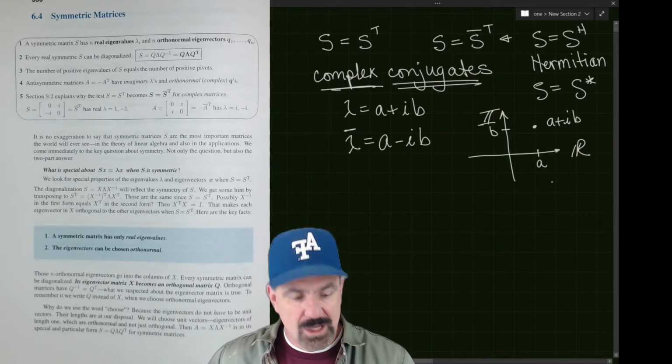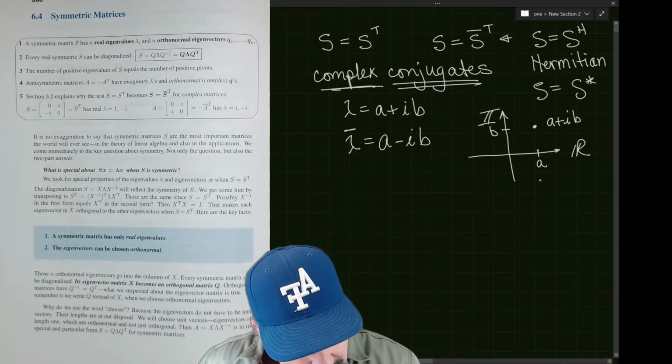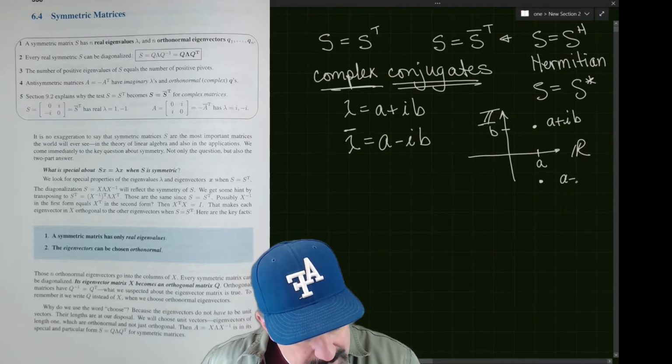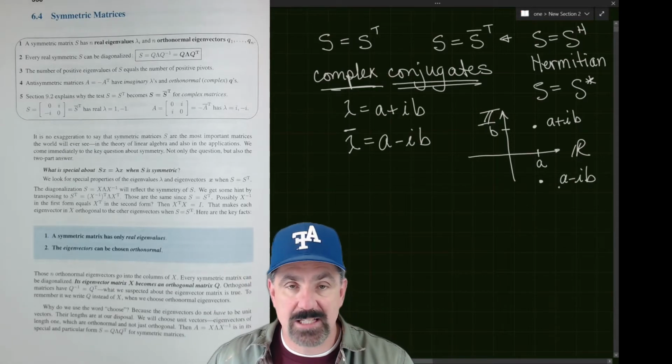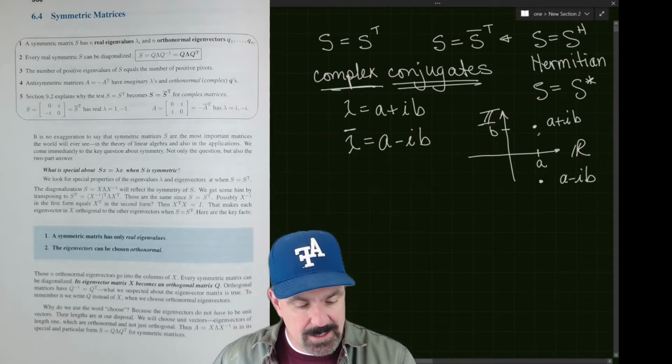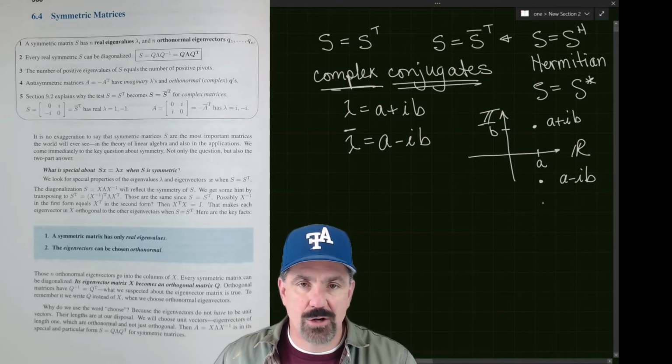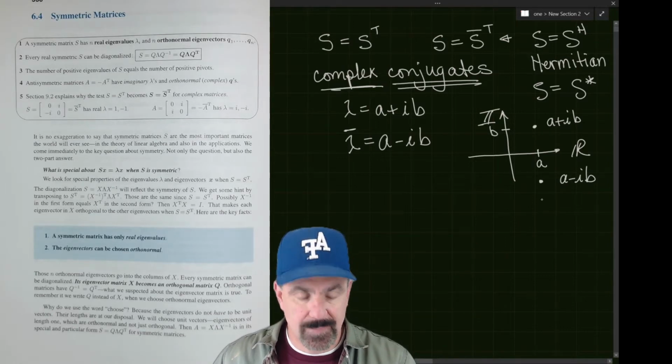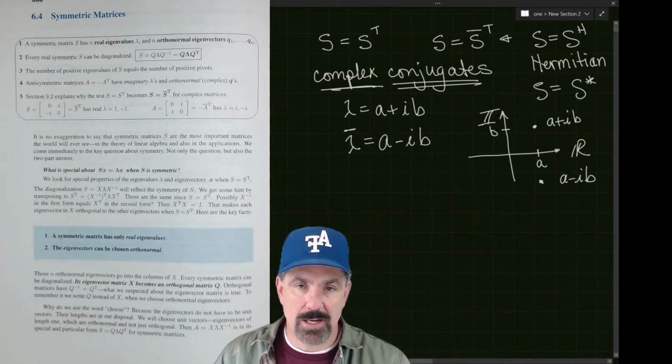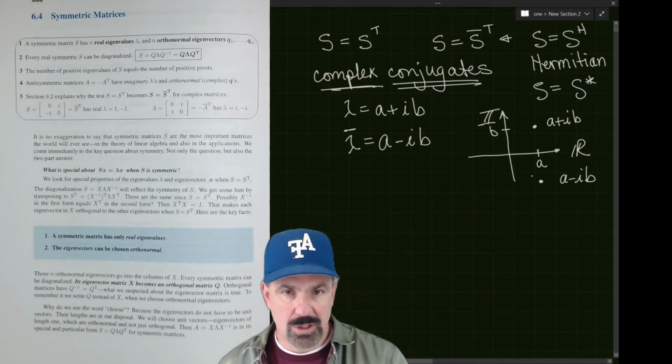So the complex conjugate of this number, graphically speaking, is right down here. It's a minus ib. That's the complex conjugate. It is the same number reflected across the real axis. And the reason that this comes up so frequently in complex numbers are the following two items.